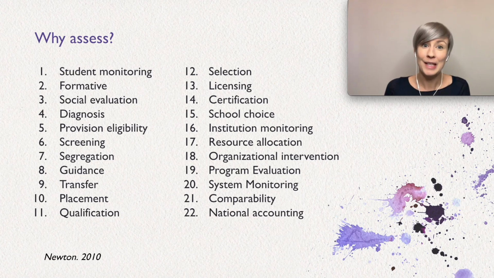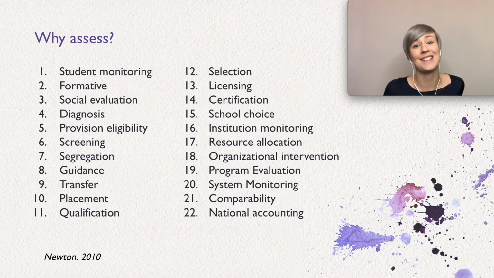21. To guide decisions on comparability of examination standards for later assessment on the basis of cohort performance in earlier ones. That is comparability. And number 22, to quality adjust education output indicators. That is national accounting.